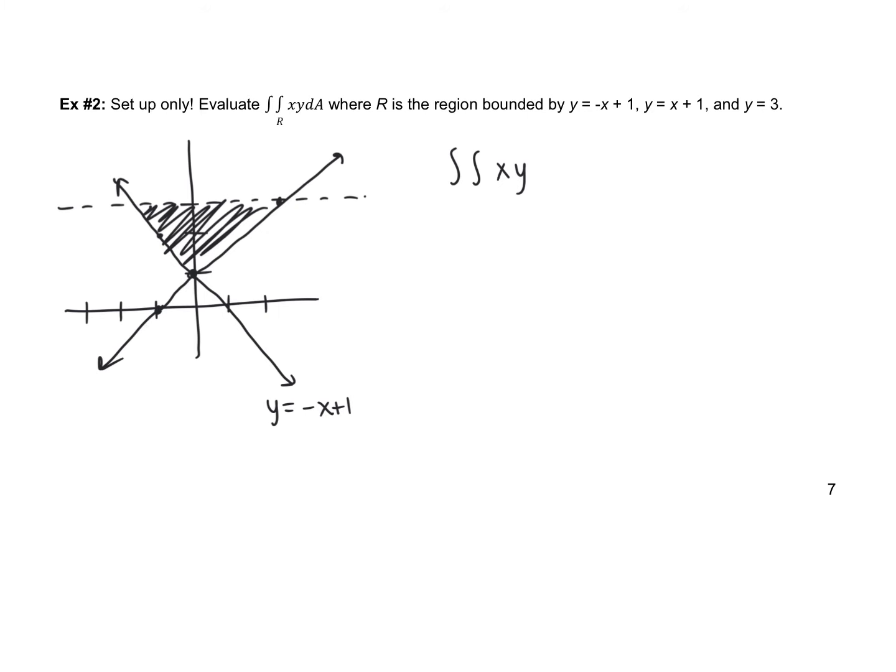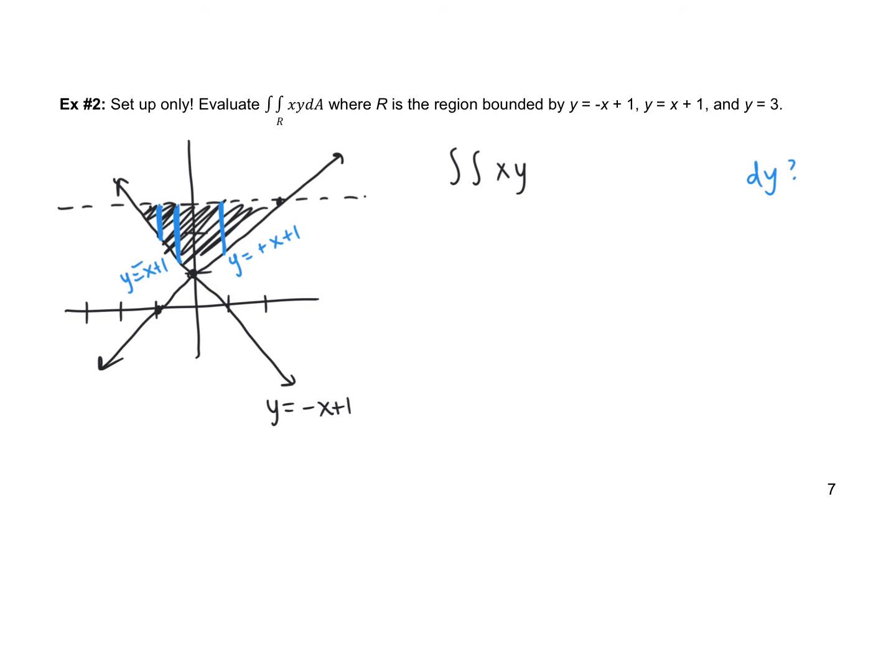We have to figure out, are we going to integrate with respect to x or y first? If we integrate with respect to y, that means we would be going vertically. On the left side, we have a lower bound and an upper bound, and those stay consistent until we pass x equals 0. And then the lower bound changes. So on the left side, our lower bound is y equals x plus 1, but on the right side, it would be -x plus 1. Oh, sorry, that's backwards. This is negative x plus 1, this is positive.